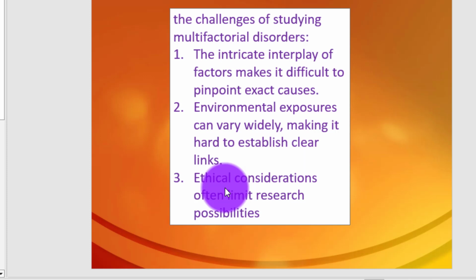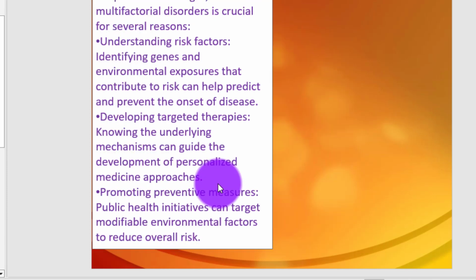The challenge of studying multifactorial disorders: the intricate interplay of factors makes it difficult to pinpoint exact causes. Environmental exposure can vary widely, making it hard to establish clearly. Ethical considerations often limit research possibilities.